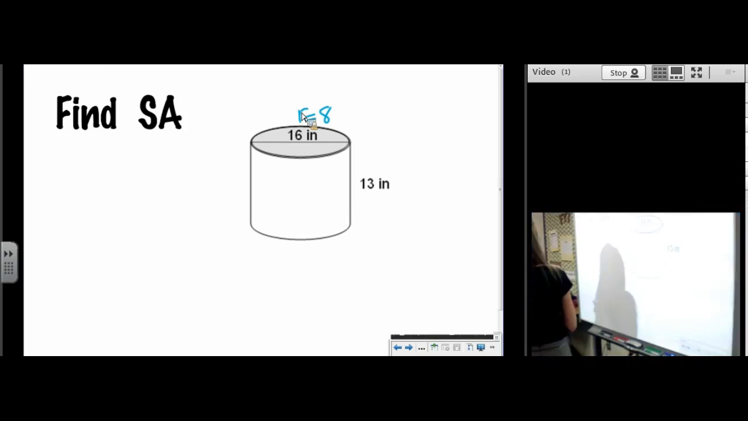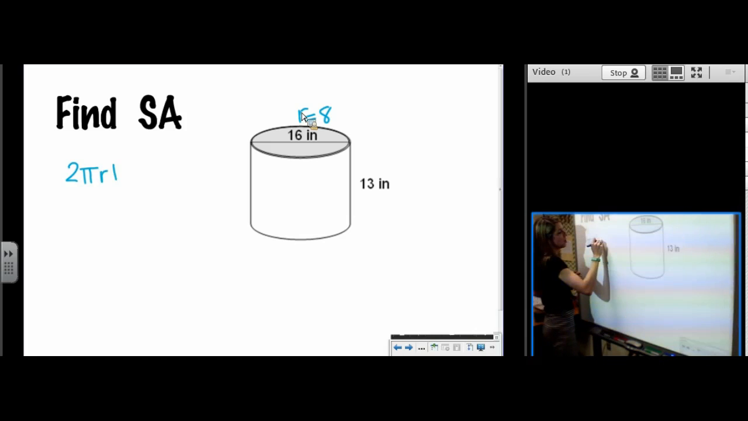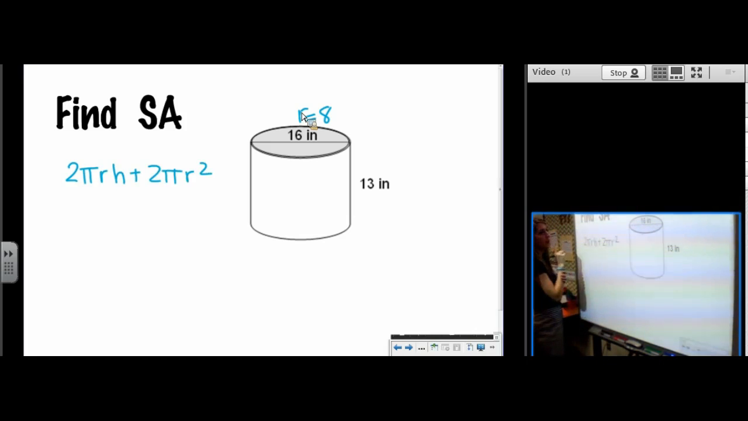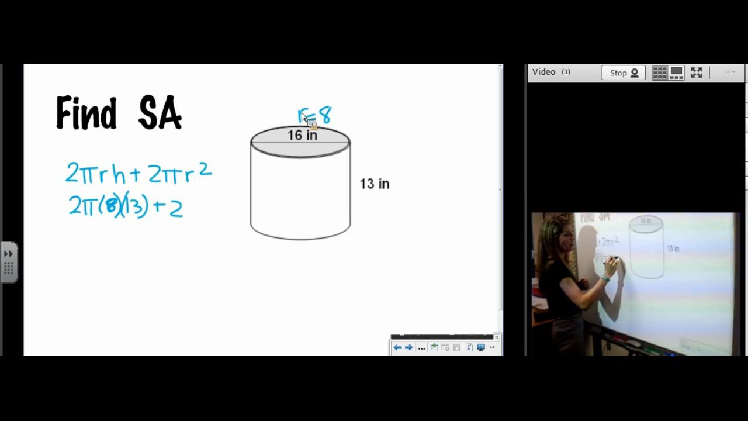So for the surface area, we're going to do 2 pi R H plus 2 pi R squared. So instead of R, I'm going to put 8. And instead of H, I'm going to put 13. That was a weird 8, sorry. Trying to fix it. Plus 2 pi R squared.